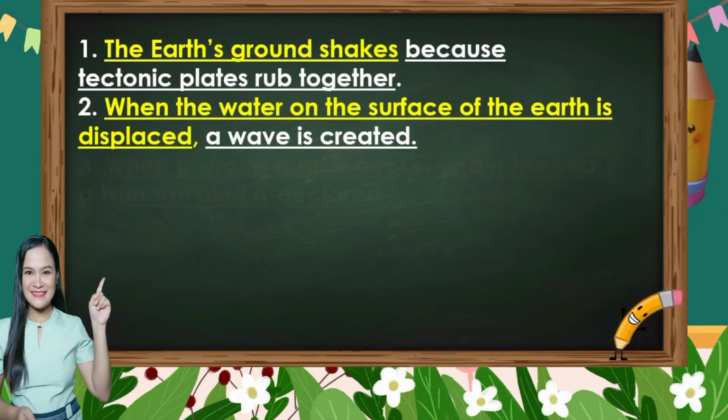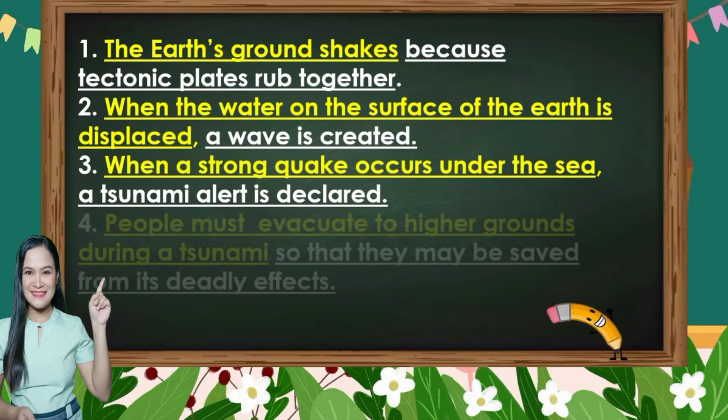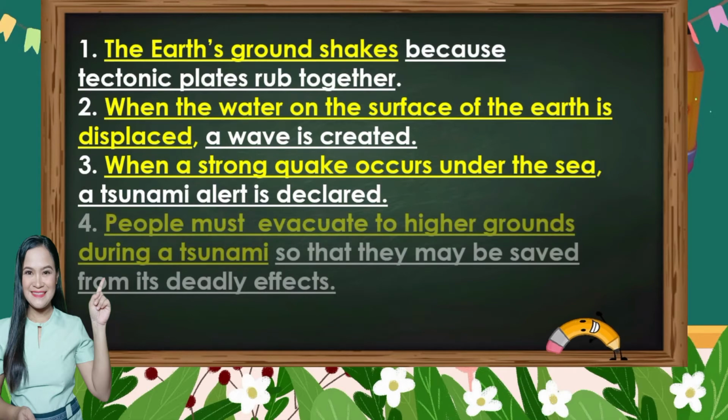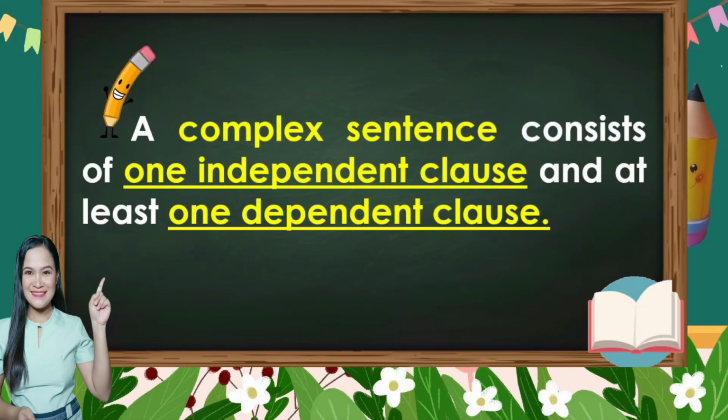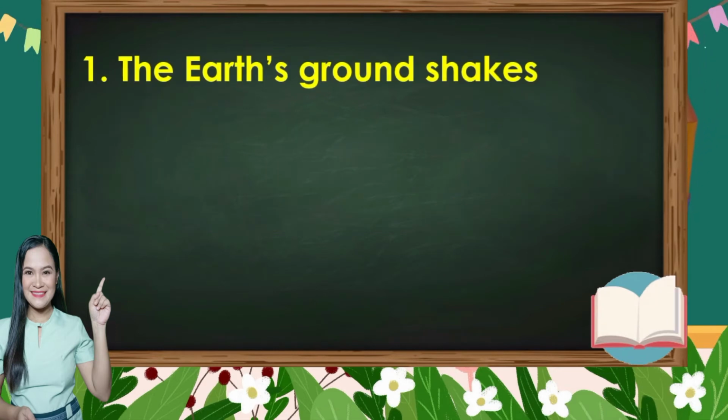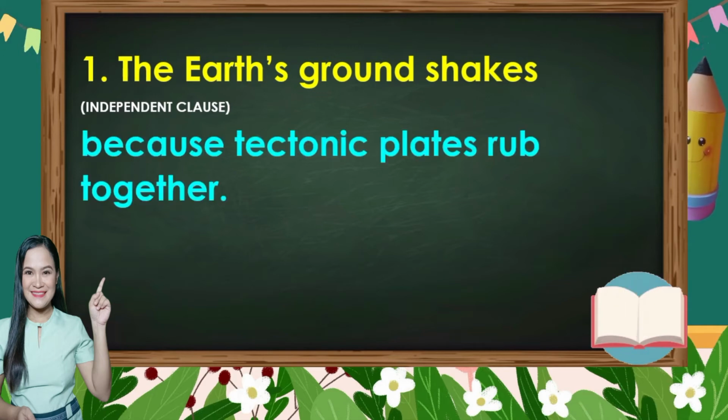Now these are examples of complex sentences. A complex sentence consists of one independent clause and at least one dependent clause. For example, in sentence number 1, the Earth's ground shakes is an example of an independent clause. The words can stand alone. Because tectonic plates rub together is an example of a dependent clause. A dependent clause cannot stand alone. It does not make sense as a sentence.